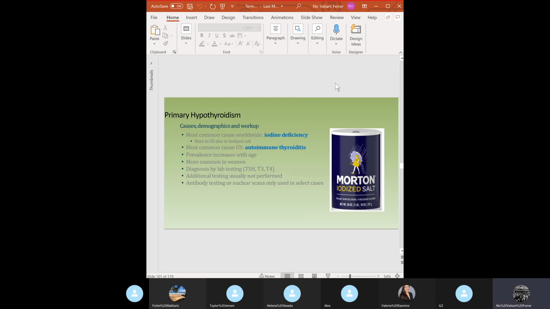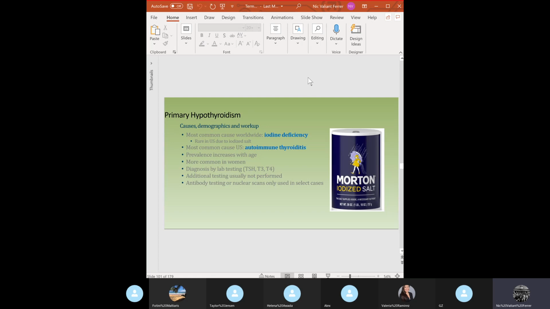Primary hypothyroidism, most common cause, high yield worldwide, is iodine deficiency. But in the vignette, if they say US, the most common cause is autoimmune thyroiditis, more common in women. Antibody testing used in select areas. Don't forget your iodized salt.